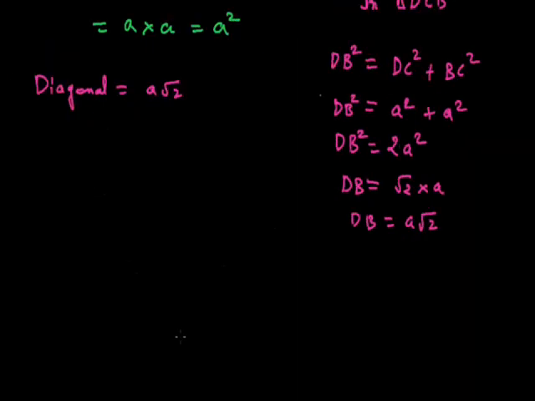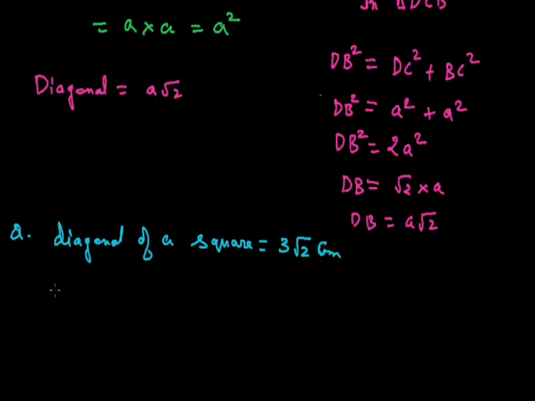Now let us see an example based on it. We are given that the diagonal of a square is equal to 3 root 2 units, or we can say centimeters. So we have to find the perimeter and area.